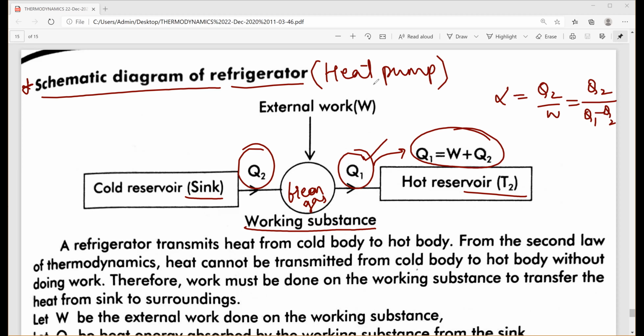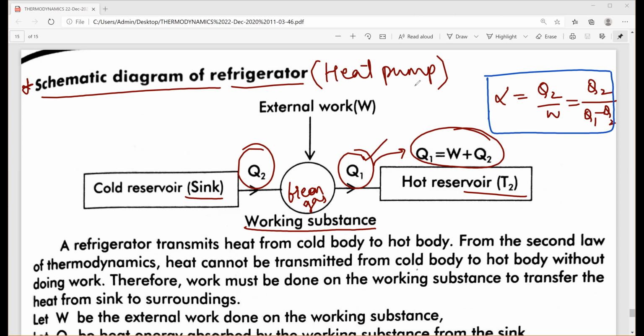Q2 is the heat extracted from the cold body. Q1 is the heat released to the hot reservoir. W is the work done on the working substance. So the formula for the coefficient of performance of a refrigerator is alpha is equal to Q2 divided by W, which is also represented as Q2 divided by Q1 minus Q2. We can define it as the ratio of heat extracted from the cold body to the work done on the working substance.